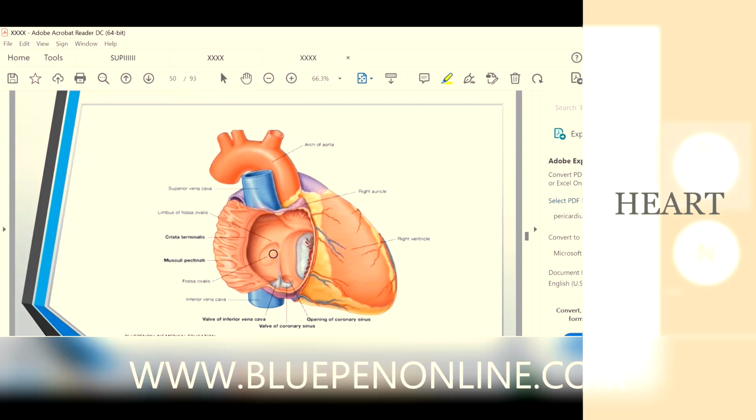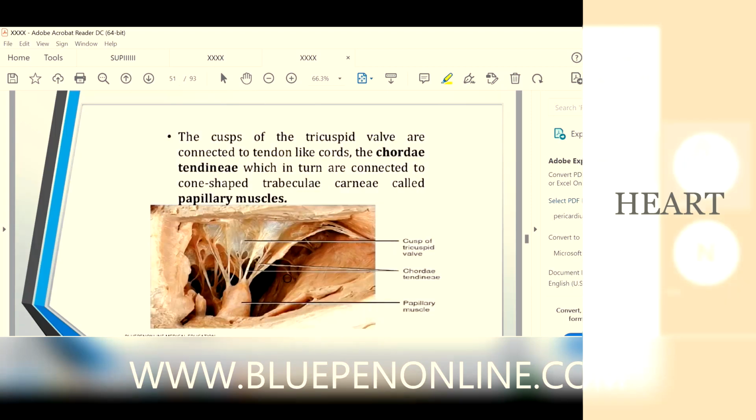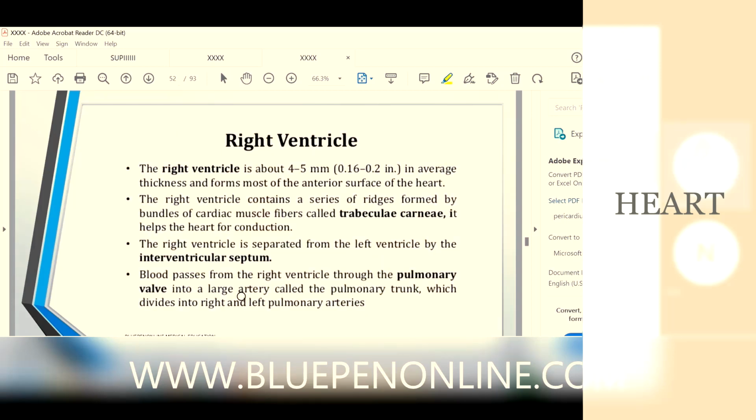Here you can see fossa ovalis, limbus of fossa ovalis, and back of that you can see the valve of inferior vena cava, and this is the valve of coronary sinus and opening of the coronary sinus. Is it clear? Yes. Right atrium is clear. So here you can see there is a tricuspid valve. The cusps of the tricuspid valve are connected to tendon-like structures. These are known as chordae tendineae. So these chordae tendineae are connected with one muscle, that is papillary muscle. Okay. So your right atrium is over.